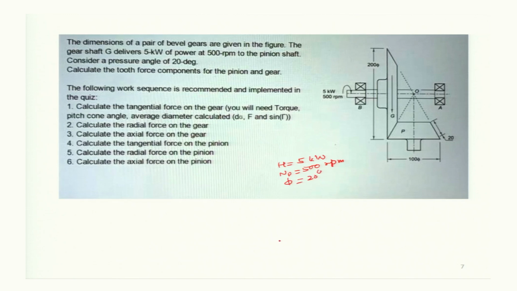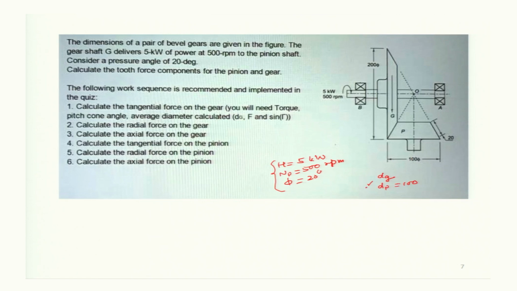Calculate the tooth force components for the pinion and gear. Knowing this, what we will do is, first of all, you have pitch circle diameters from this figure. This is 100 and this one is 200. 200 is the D of the gear, and D of the pinion is 100.